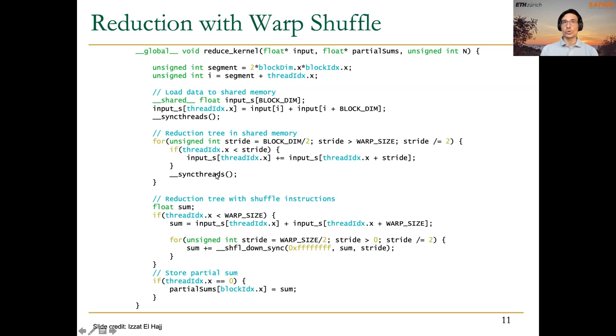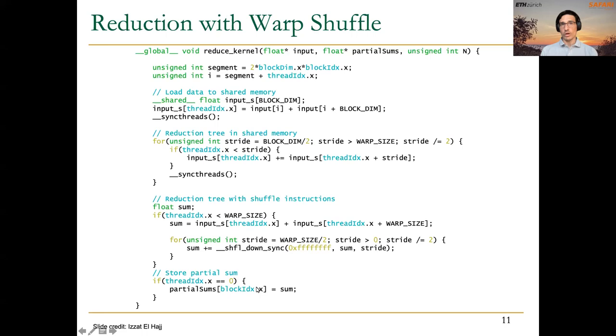But at some point, we will have only 32 values to reduce, and that's the point where we can start using the shuffle instructions, because only threads with thread ID lower than warp size, that is 32, remain active. So all the active threads in this part of the code belong to the same warp, and there we can use this shuffle down sync in order to access the partial results generated by other threads in the same warp that are now stored in this variable that will be in a register. We read this value using shuffle down sync and accumulate, and we don't even need to synchronize or access shared memory anymore in this inner loop.